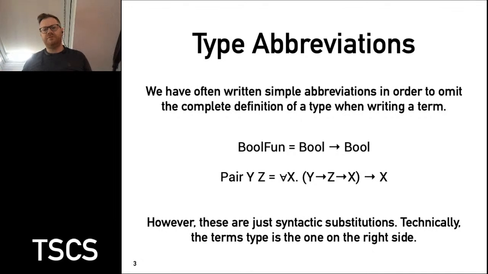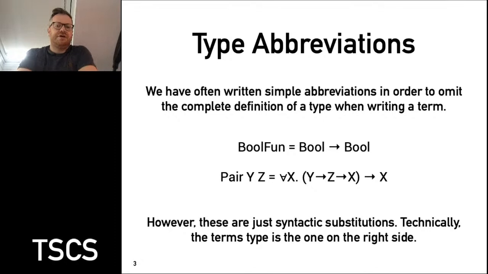And first, the observation that we have used type abbreviations for a long time now. For instance, we used boolfun to describe a function going from Boolean to Boolean, so we don't have to write the whole term for that. These are just abbreviations, just syntactic substitutions that we can introduce at any time. For instance, for a pair, we used down the line actually this part.